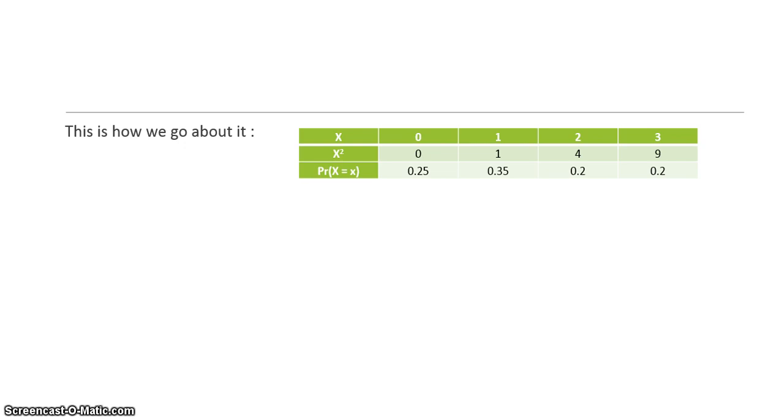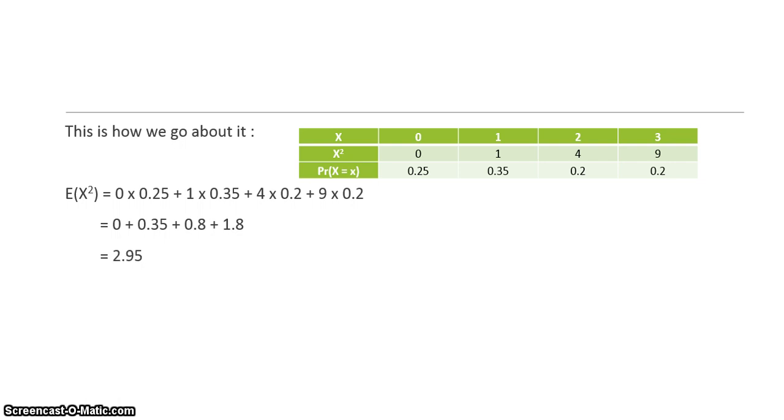Firstly, add an extra row to your table which shows x squared. So if these are my values of x here, 0, 1, 2 and 3, when I square each value I get 0, 1, 4 and 9. The expected value of x squared is found using exactly the same method as finding the expected value of x. I take each value of x squared and multiply it by its associated probability. So 0 times 0.25 plus 1 times 0.35 plus 4 times 0.2 plus 9 times 0.2. Add them together and I will get 2.95. This is the expected value of x squared.